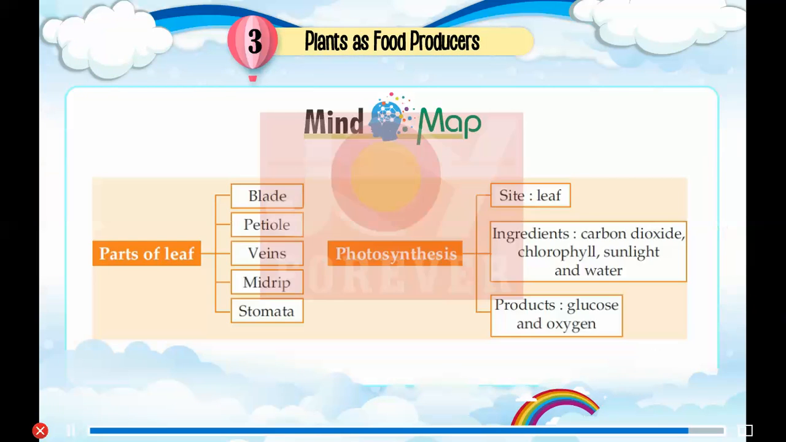Mind map. Parts of leaf: blade, petiole, veins, midrib, stomata. Photosynthesis: site, leaf. Ingredients: carbon dioxide, chlorophyll, sunlight, and water. Products: glucose and oxygen.